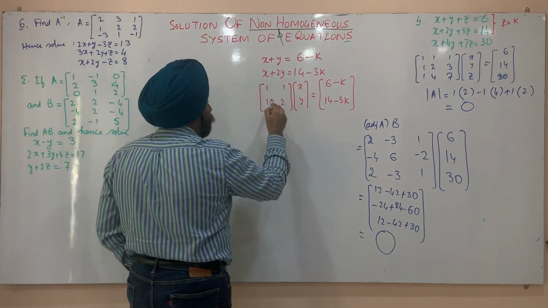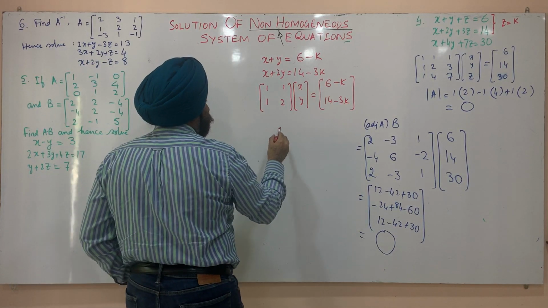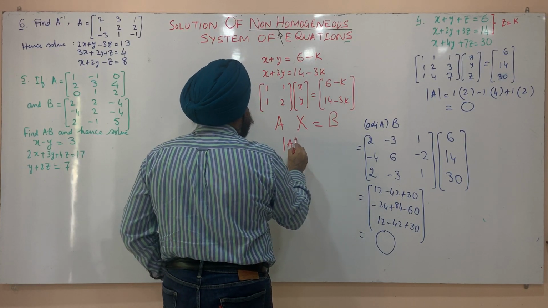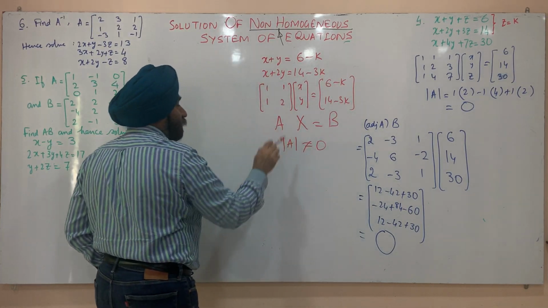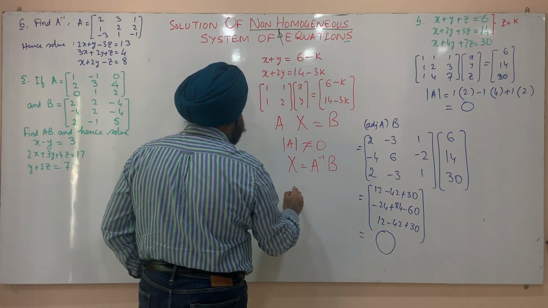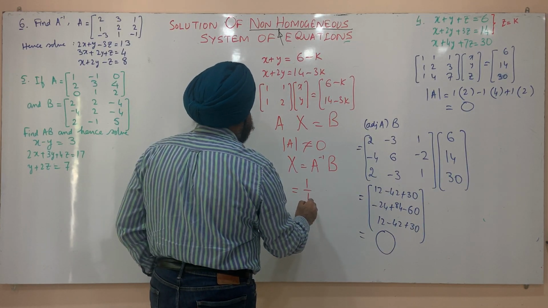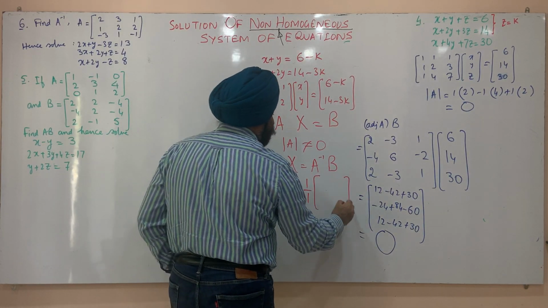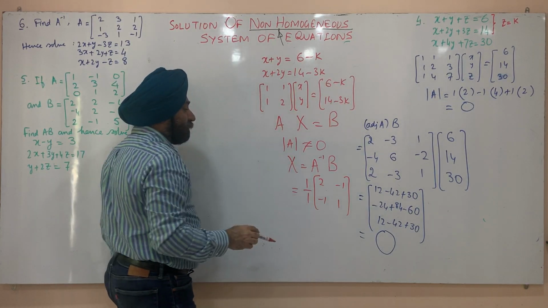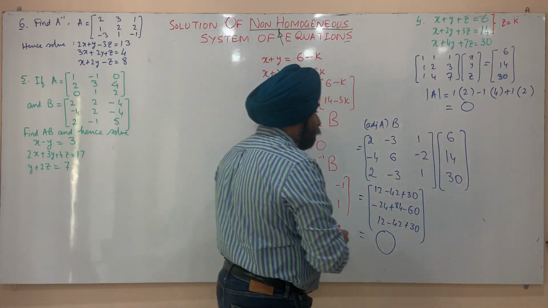We check this is not 0, determinant is not 0. This is like A into X is equal to B. Determinant of A here is not 0, it's 1. 2 minus 1 is 1. So X will be A inverse into B. A inverse, this is 1 by determinant into adjoint of A. That's 2, 1, minus 1, minus 1. Shortcut method. Into B.